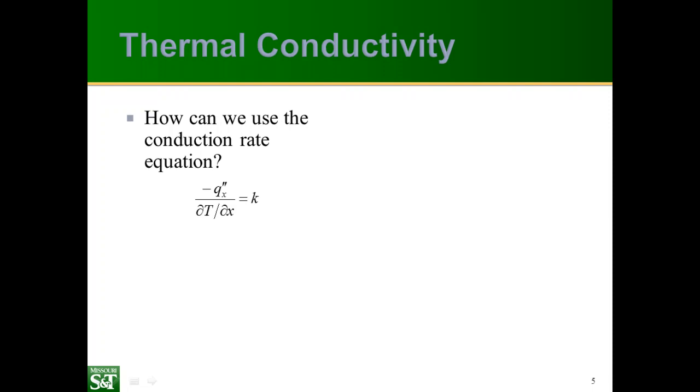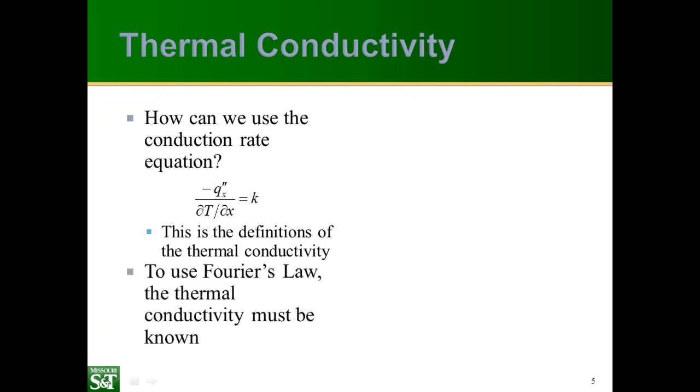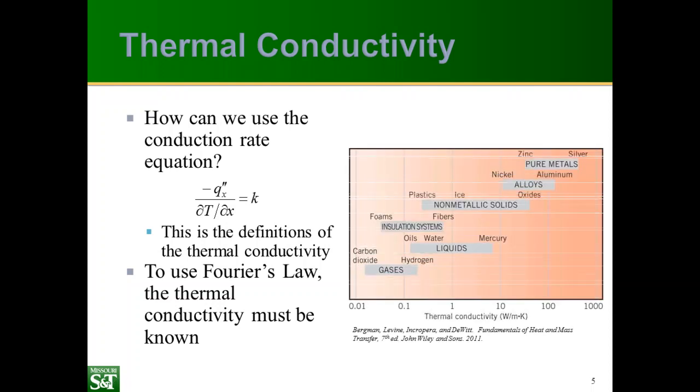Now, for a material that's isotropic, the thermal conductivity is the same in the x, y, and z directions. And most problems are going to involve isotropic materials, but not all materials are isotropic. A good example is graphite, which has a preferential direction for the highest thermal conductivity. So this is our definition of thermal conductivity. We have to know the thermal conductivity in order to use Fourier's law of conduction to get heat fluxes.